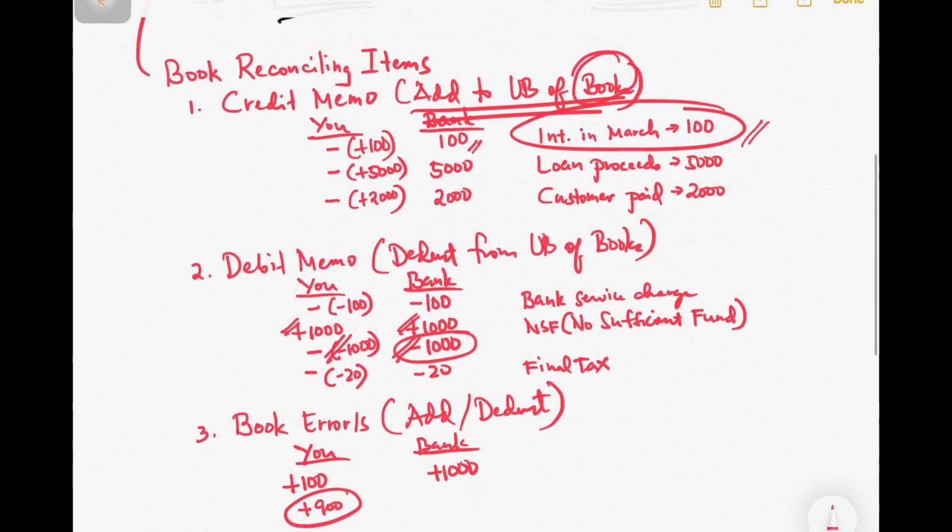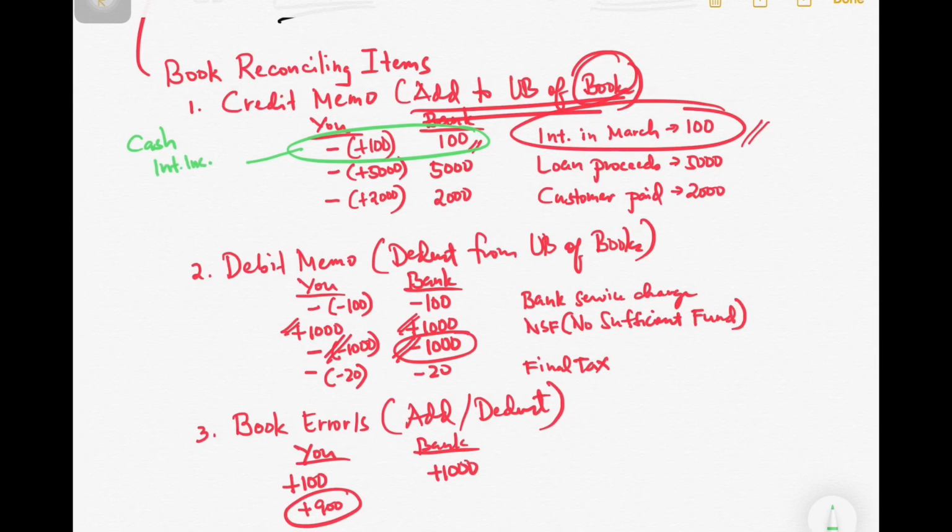And you have to remember that these are book reconciling items. These are errors in your books, in your own records. You should accompany it with an adjusting entry. How do we prepare the adjusting entry for this one? You will be adding 100. So, debit, cash, credit, interest income. Right?